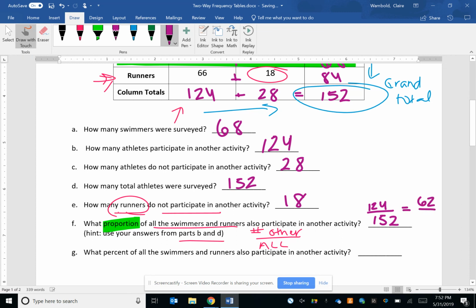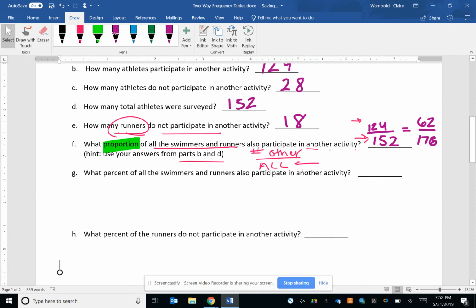Personally, I think that it's okay to leave it in the unsimplified form because we get these numbers directly from our table. We're not going to lose any points for not simplifying it there, but just a heads up, some people will simplify it. But the long story short is we said how many other athletes, so they participate in another activity, and it's all out of all the swimmers and runners.